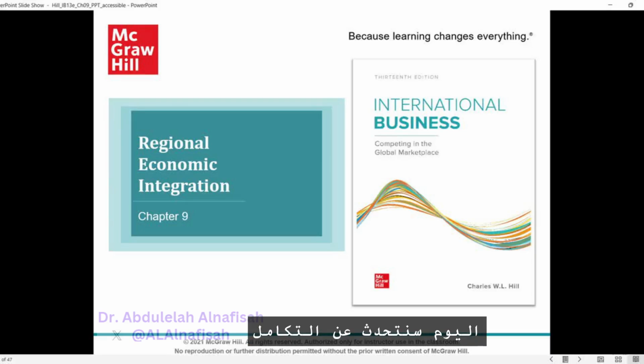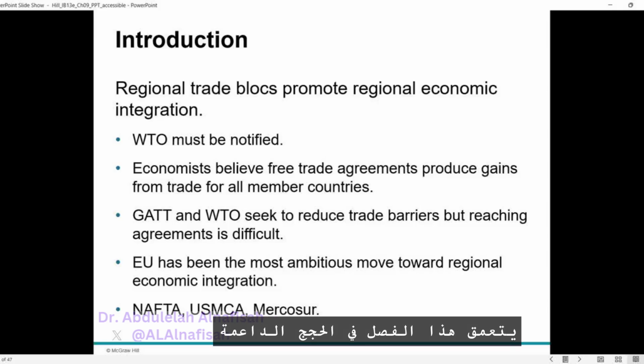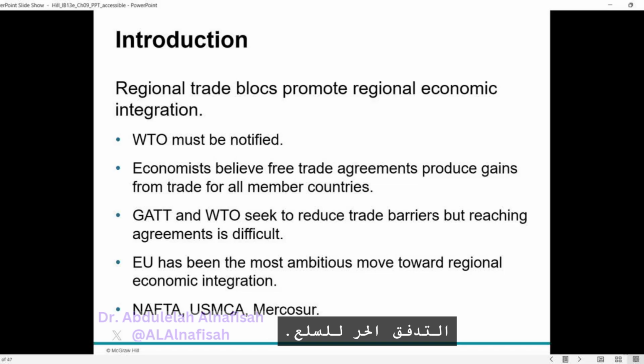Today we will talk about regional economic integration. This chapter delves into the arguments supporting regional economic integration through trading blocs like the EU and NAFTA, aiming to eliminate barriers to the free flow of goods, services, and production factors among member countries.